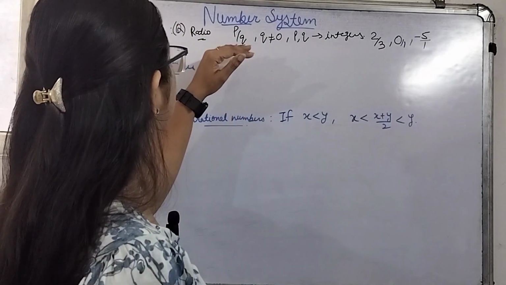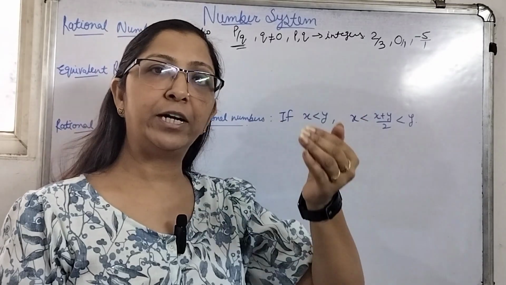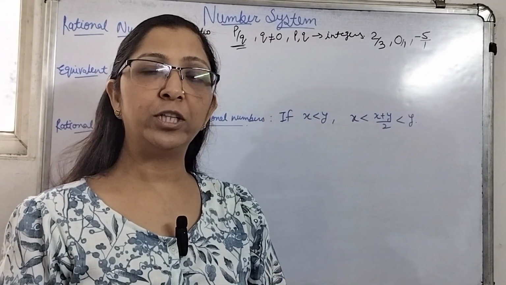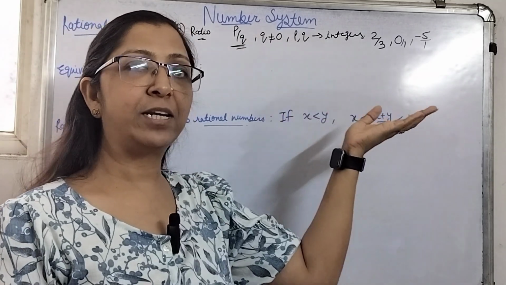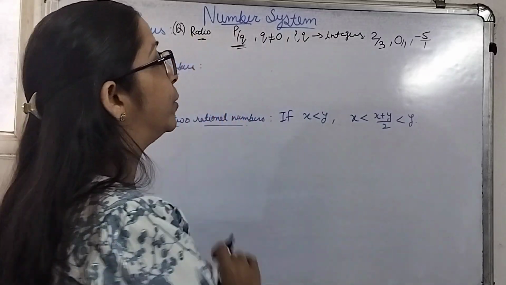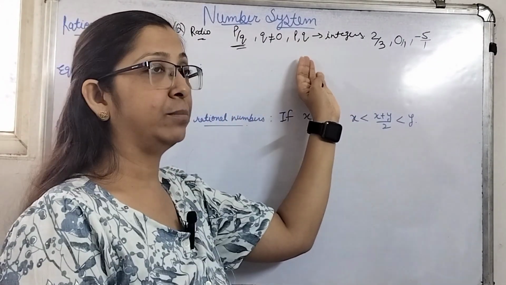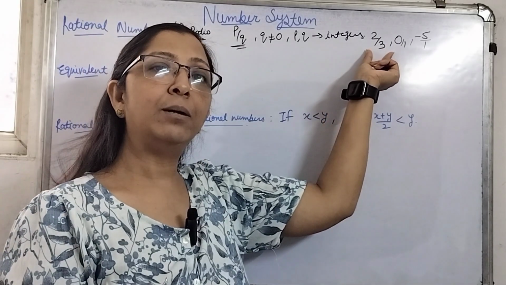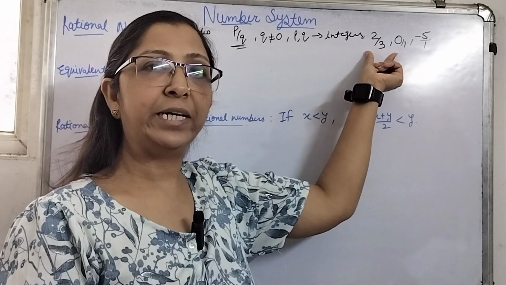So we can easily conclude from here: natural numbers are 1, 2, 3 and so on. Whole numbers start from 0, 1, 2, 3, all these numbers, and your integers are negative and positive numbers, minus 3, minus 2, minus 1, 0, 1, 2, 3. All these numbers are part of your rational numbers. But not all rational numbers are natural, because 2 upon 3 is a rational number, but it is neither a natural number, nor a whole number, nor an integer.